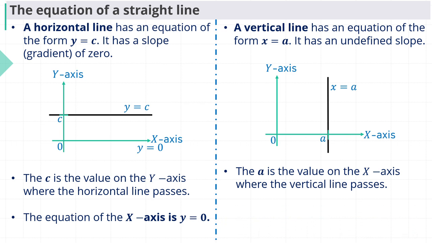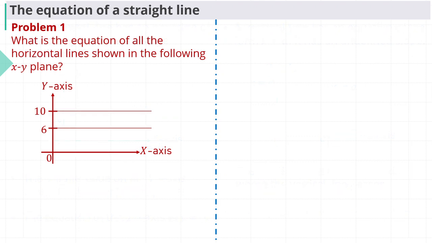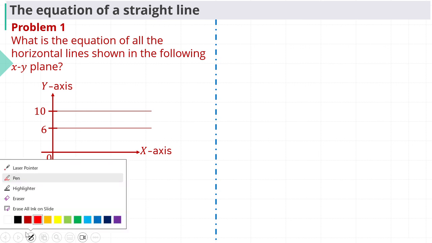Now we see that the y-axis is also a vertical line and it passes through the x-axis at 0. And so the equation of the y-axis is going to be x equals 0. We have a first question here. What is the equation of all the horizontal lines shown in the following XY plane?